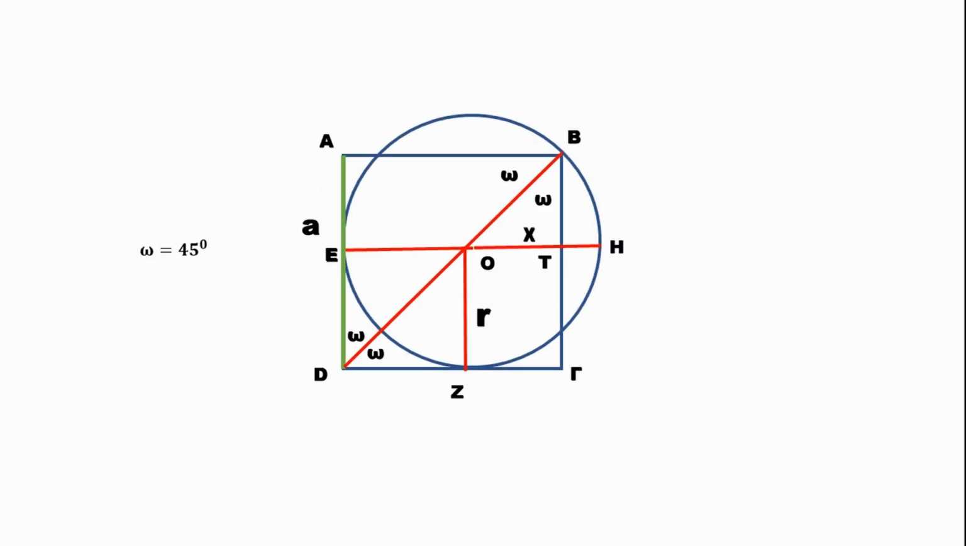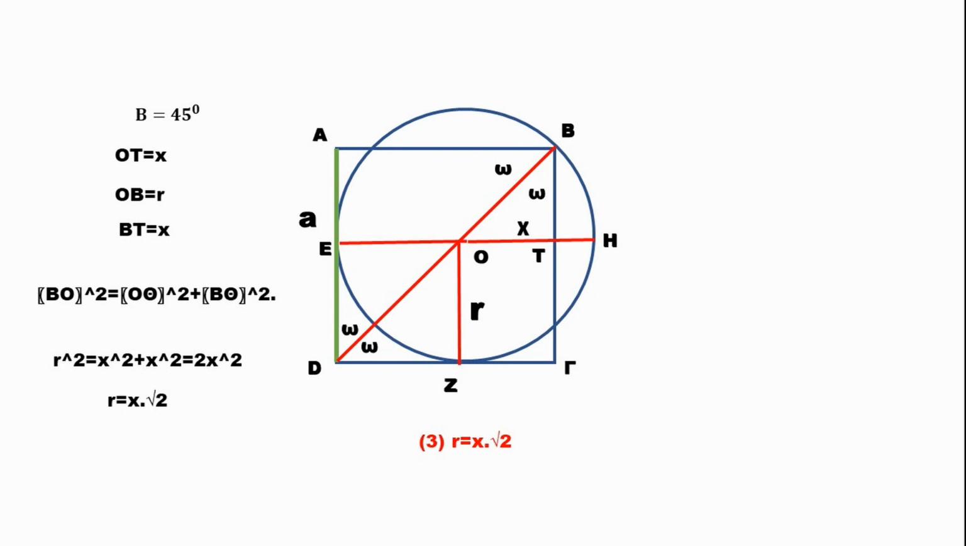Solution, continued. We draw the diagonal DB, and the perpendiculars OE and OZ, because the angle D equals 90 degrees, as well as E and Z, because they are tangents to the circle. Also, DO is a bisector of angle D, so its diagonal is also a bisector of angle D. So, it is true that omega equals 45 degrees. Note, be careful that E is not the midpoint of side AD.